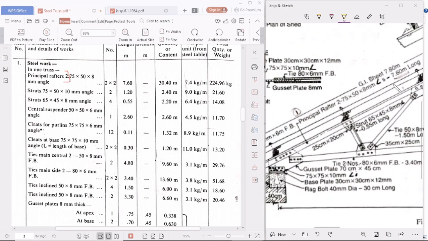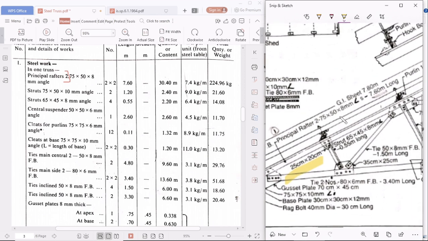See in the figure, 7.60 meter long. See, everything is given. Principal rafter 2 number 75 into 50 into 8 mm. What is the length again? 7.60. So just 4 into 7.60 multiplied, you will get the quantity as 30.40 meter.